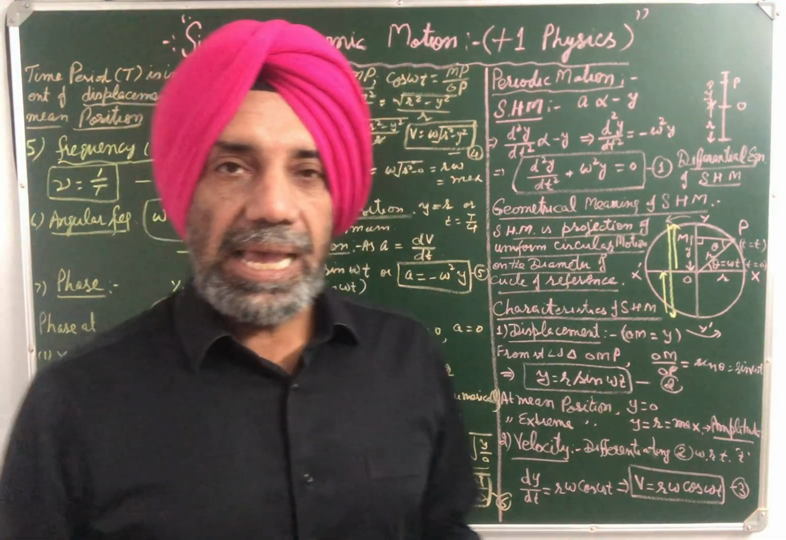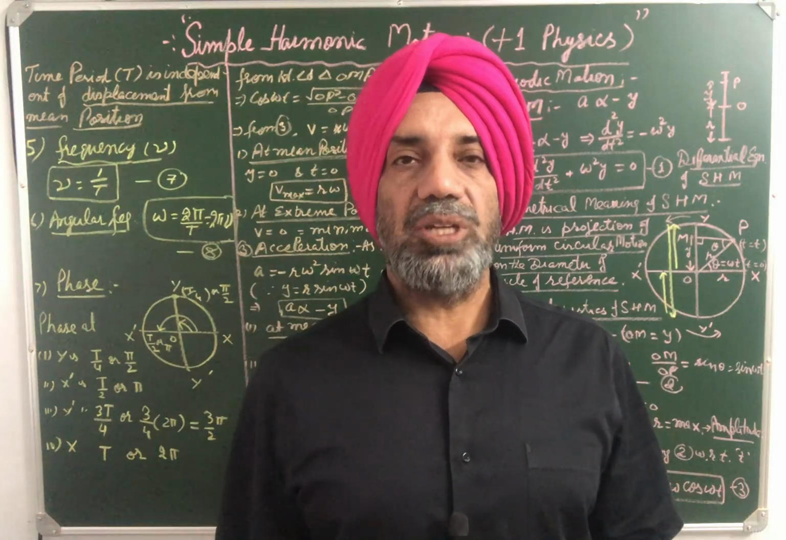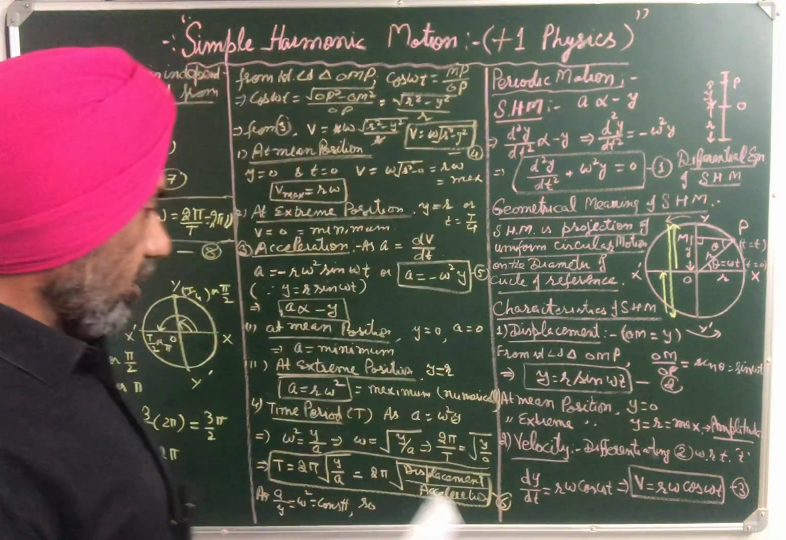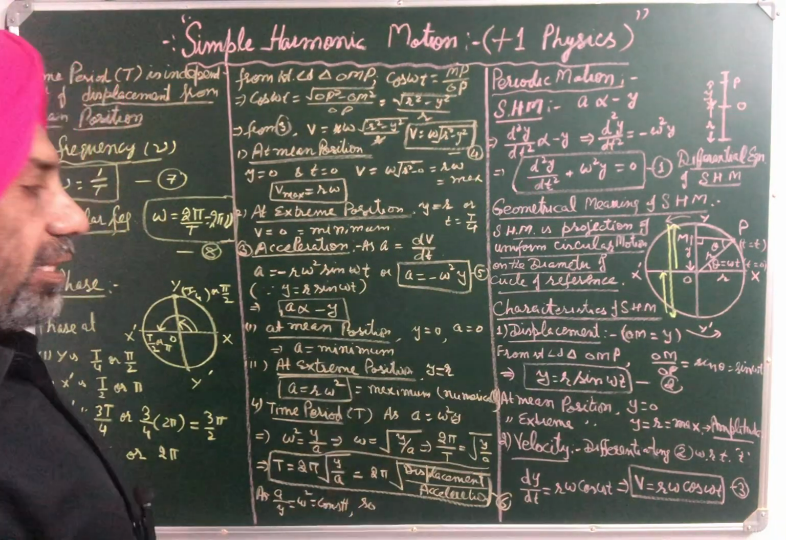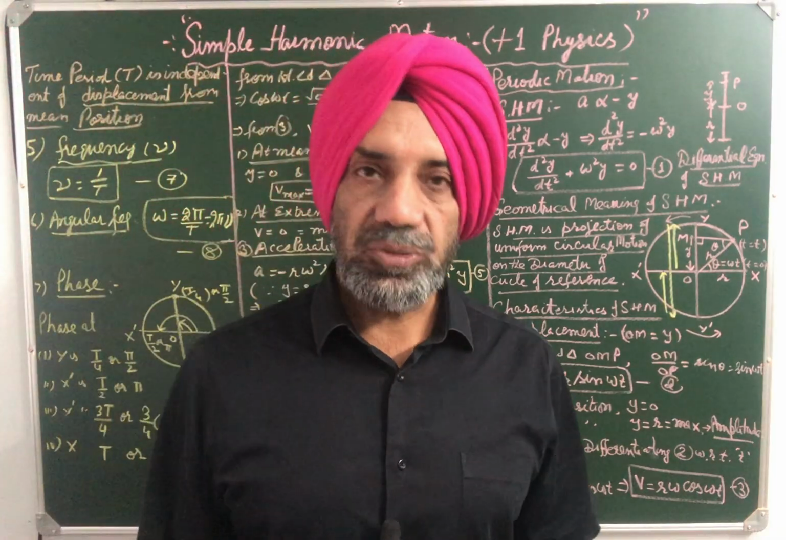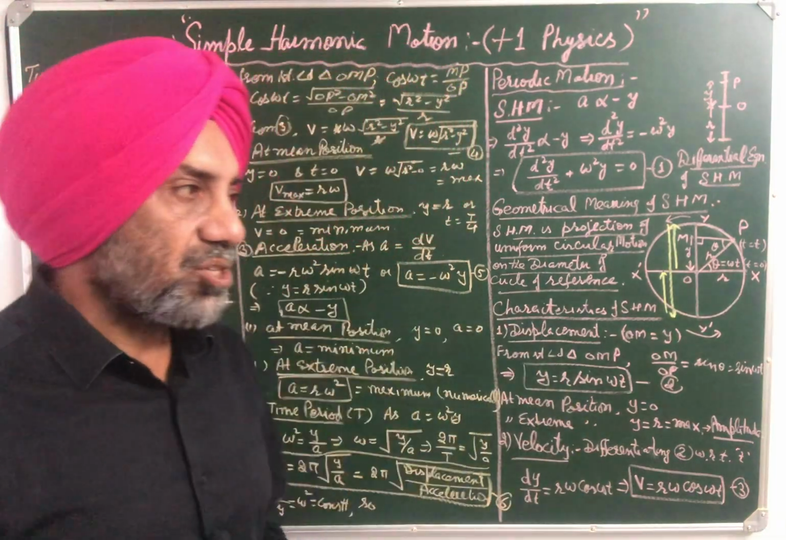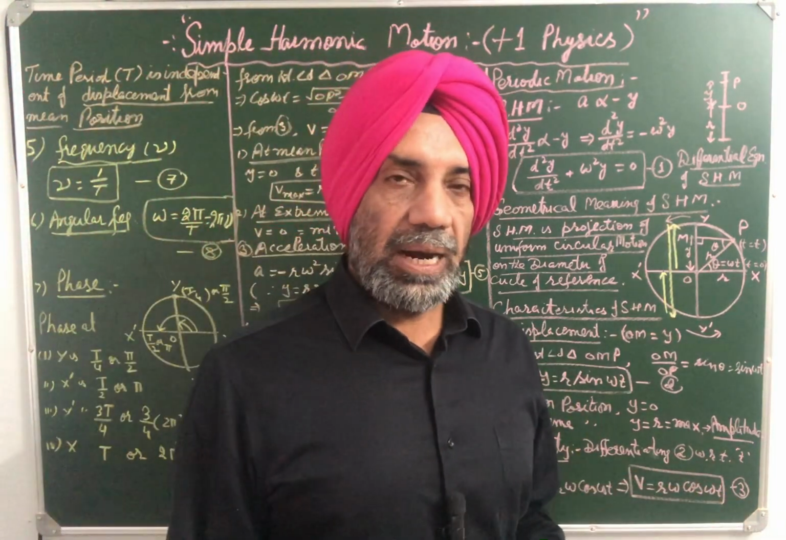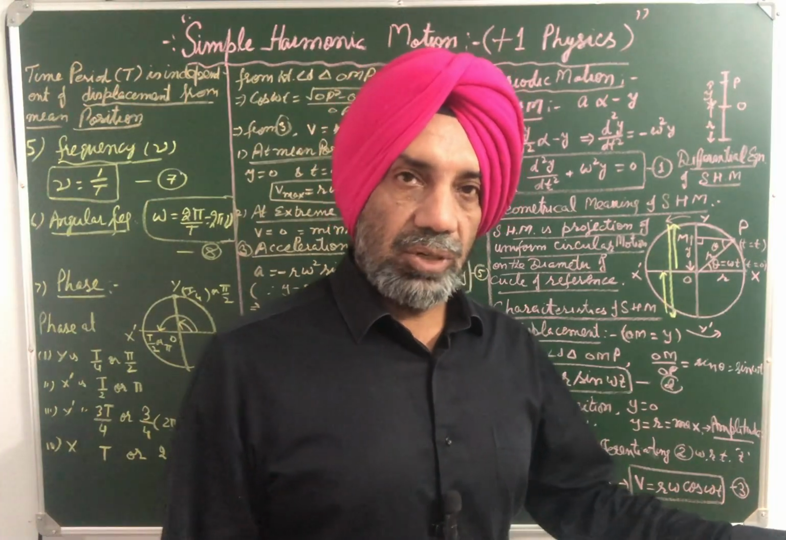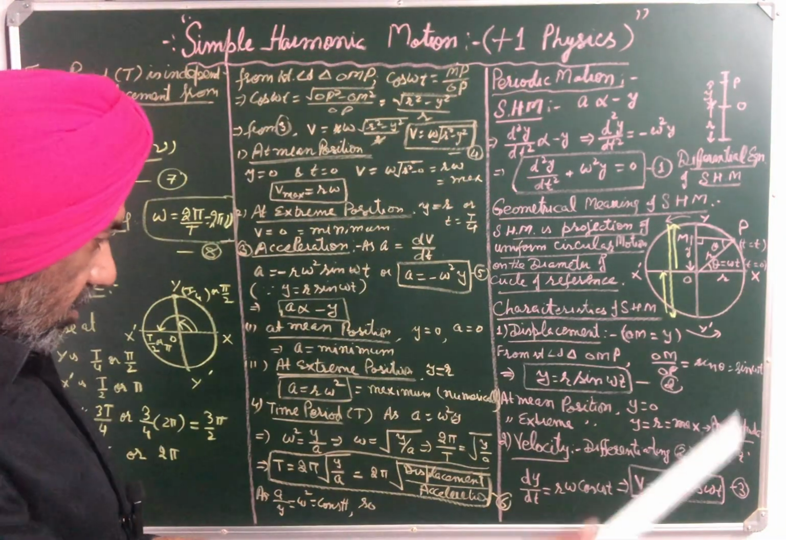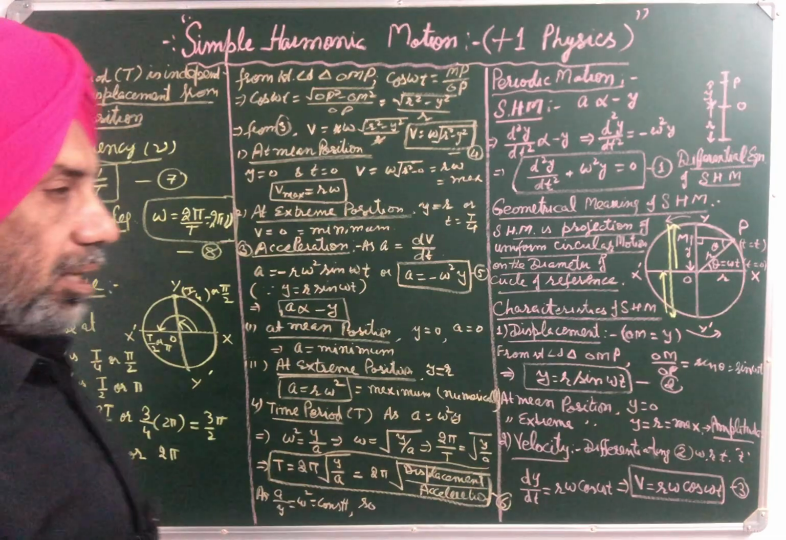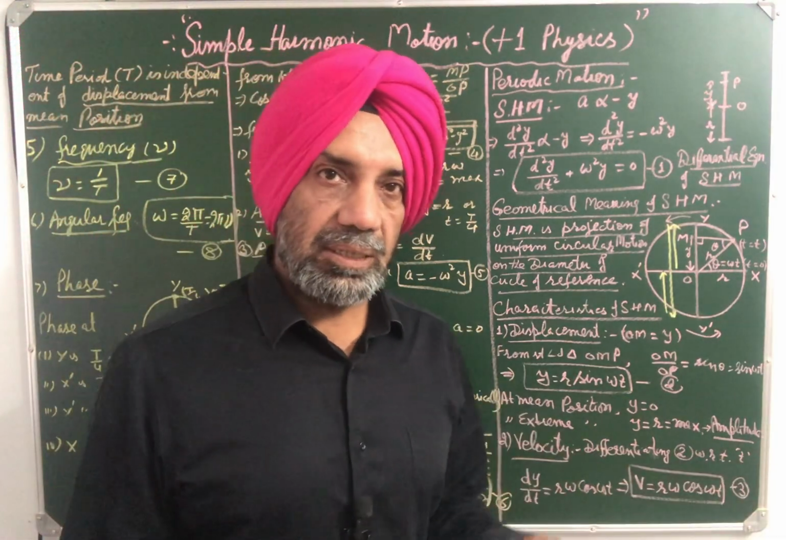At extreme position, y is equal to r, a is equal to r omega square numerically. So it means acceleration of a particle executing simple harmonic motion is minimum at the mean position and maximum at the extreme position. That's why it is directed toward the mean position. So when the particle goes to either extreme, it is brought back due to this acceleration which acts toward the mean position.